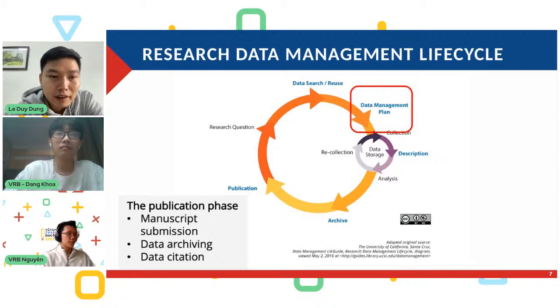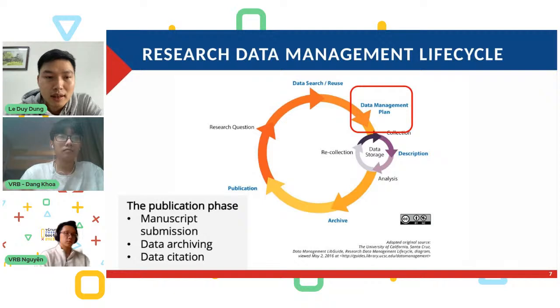Okay, the last phase is the publication phase. That is when you have the research question answered using the data, right? After you do data analysis, then you start to write your manuscript for submission to some journal or article or conference. And then at this step, you send out your research findings, and you also do data archiving, and then data citation, right?